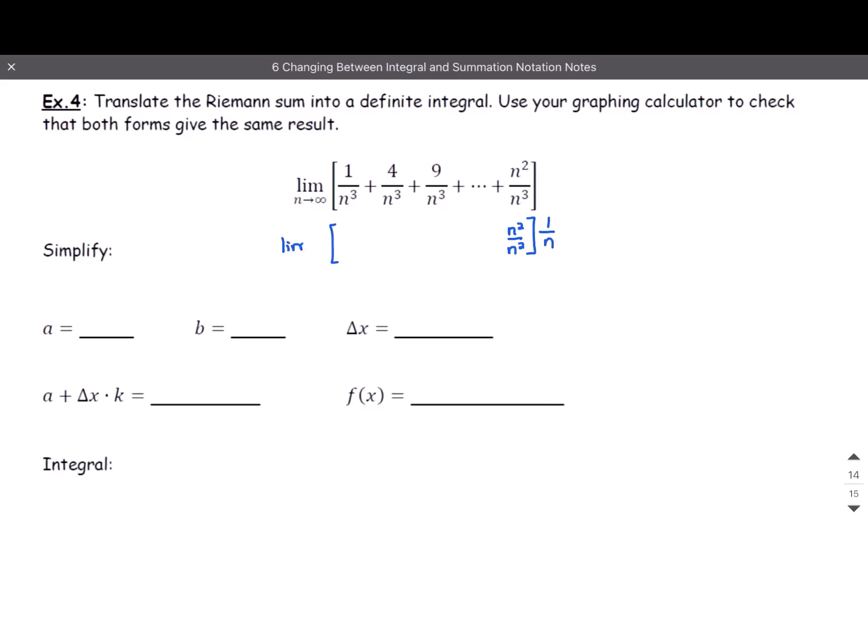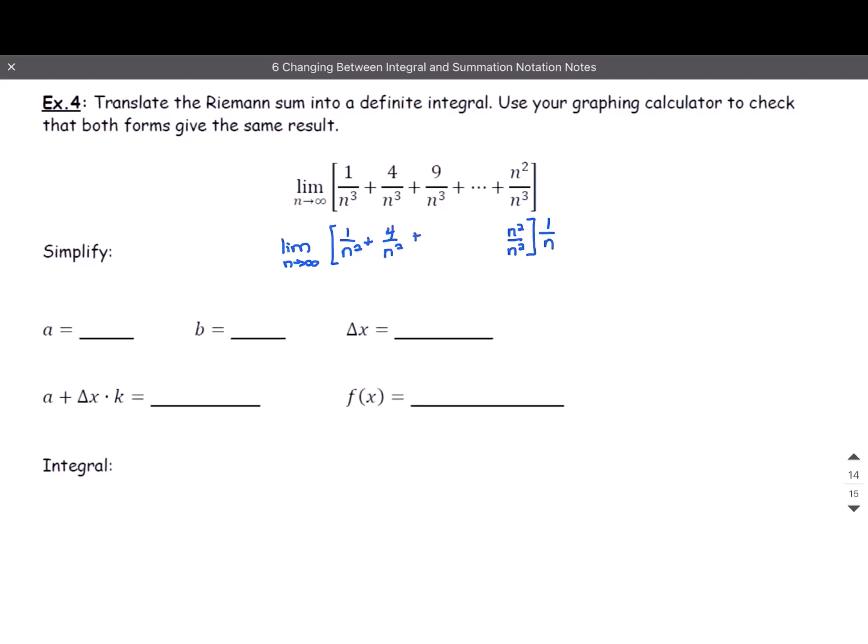Now if we factor out the 1 over n, that leaves us with 1 over n squared plus 4 over n squared plus 9 over n squared, all the way to plus n squared over n squared. So if we try to write this as the limit as n heads to infinity of a summation as k goes from 1 to n, we need a general rule here. So think about your k's. First we have 1, the first rectangle, the second, the third, all the way down to the nth.